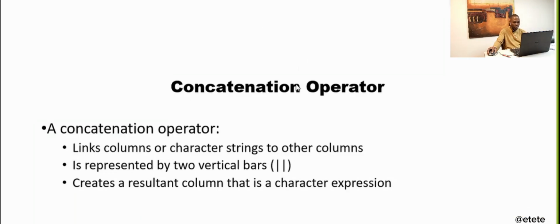So the concatenation operator is this sign. You see one bar. You have to type it 2 times to give you this double bar. A concatenation operator links columns or character strings to other columns. It is represented by 2 vertical bars, which is what you are seeing. These 2 vertical bars, not the parentheses, are the symbol for it. Now, it creates a resultant column that is a character expression. What it means is that after combining these 2 columns together, it will create a resultant column that is a character expression.